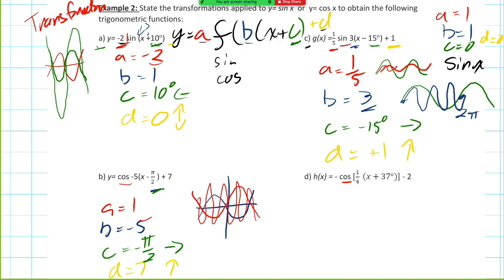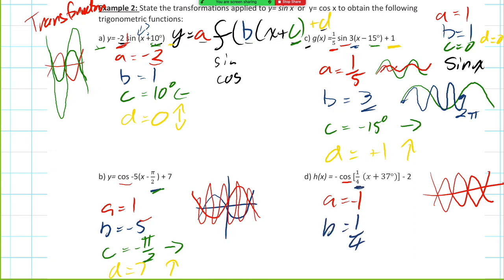And then finally, the very last one, A value is -1, so that means it's going to flip the period. So if it looked like that, we get a flip on the x-axis. It looks something like this now, which looks pretty similar from before. The B value is 1/4, okay, so B is equal to 1/4. What that means is if the period looked like this, it's actually extremely elongated, so it looks something like this. Where one period happens, it takes 4 times as long for that same period to occur.